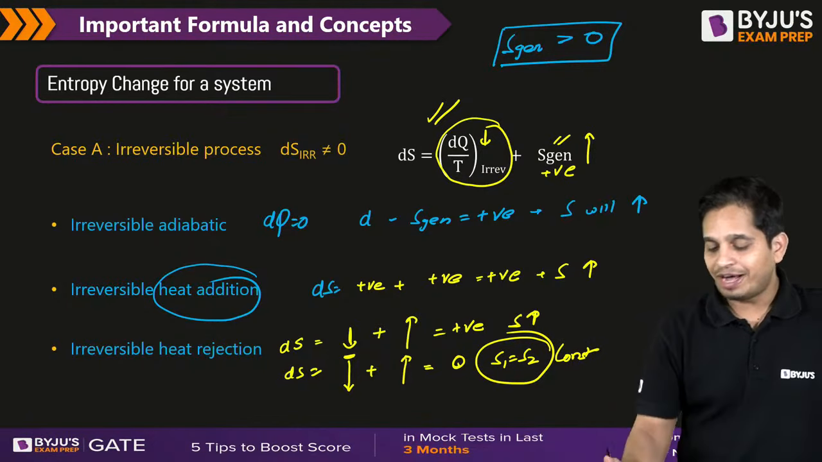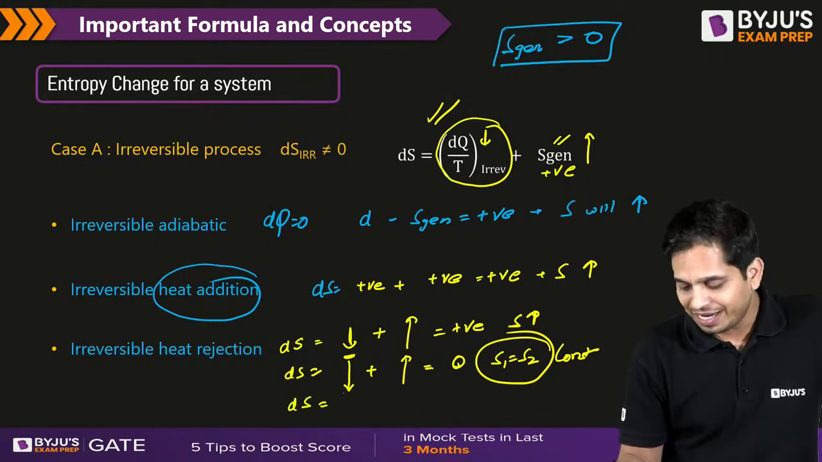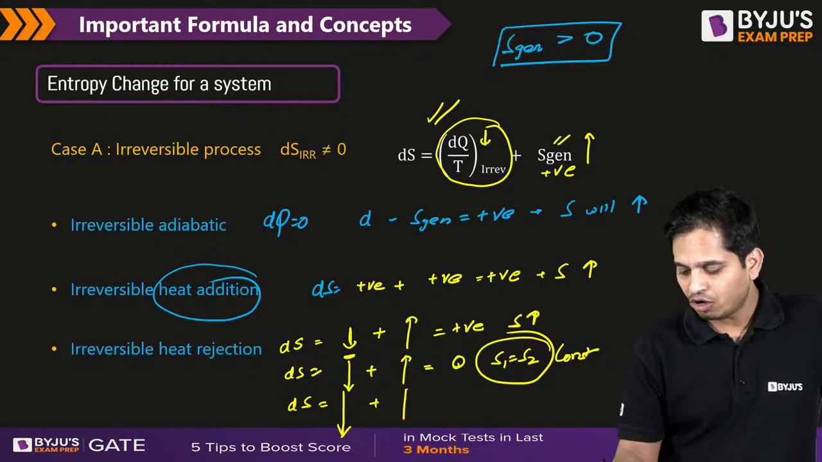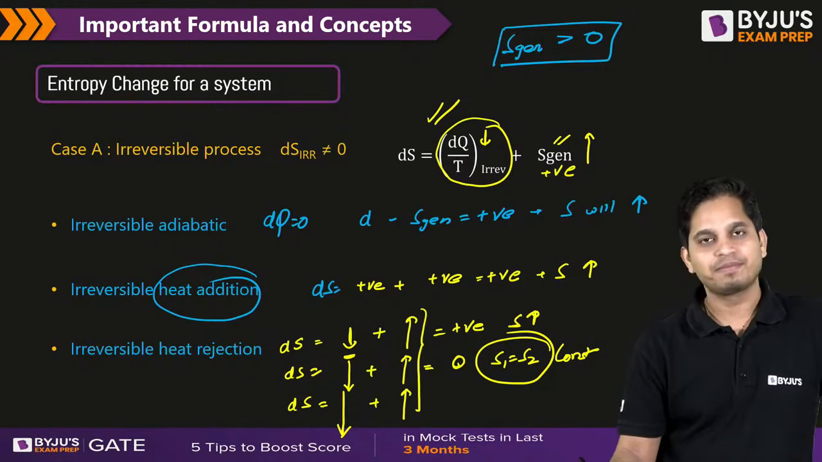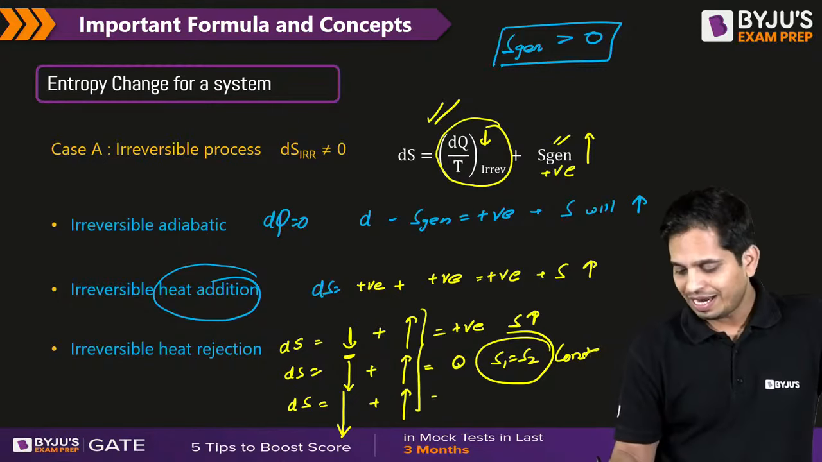Okay? And finally, if the decrease in entropy is very large, but the increase in entropy, look, this is constant only. Okay, if the decrease is more, then it will be negative value and entropy will decrease.